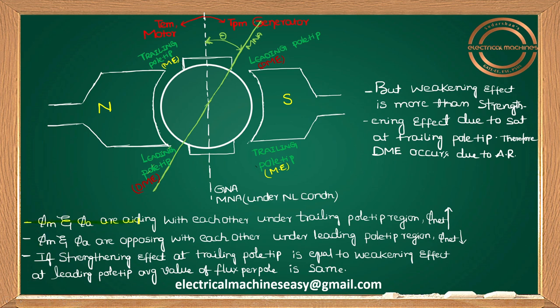So Φm and Φa are aiding each other under the trailing pole tip, so net flux will increase. Φm and Φa are opposing each other under the leading pole tip region, so net flux will reduce, that is also okay. But if the strengthening effect at the trailing pole tip is equal to the weakening effect at the leading pole tip, I told you the average value of flux per pole is the same. But what is the main problem? I told you practically the weakening effect is more than the strengthening effect.